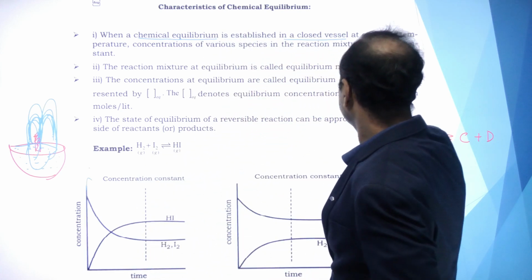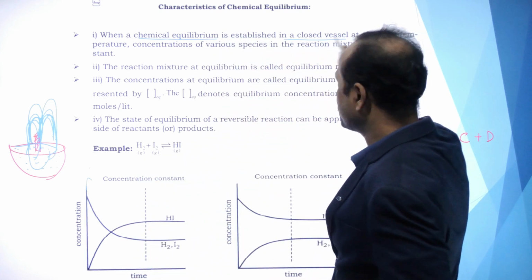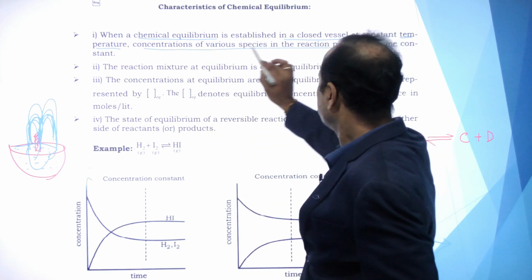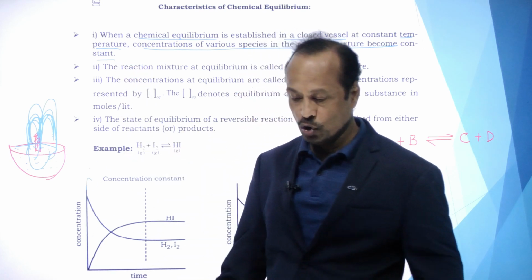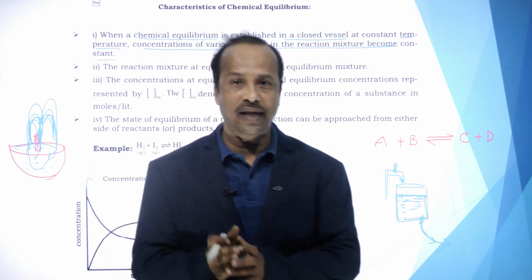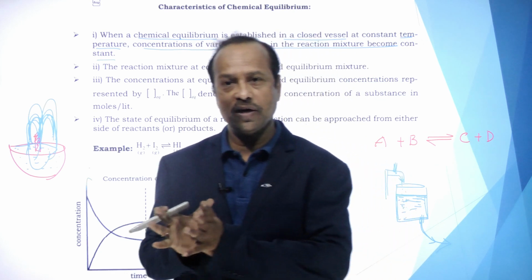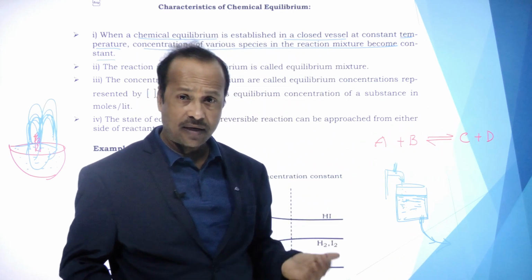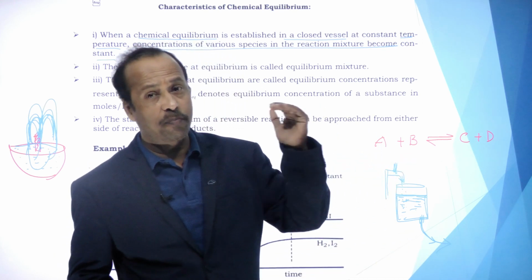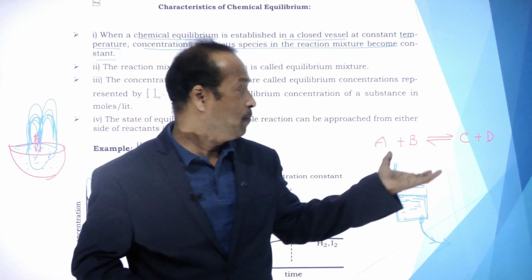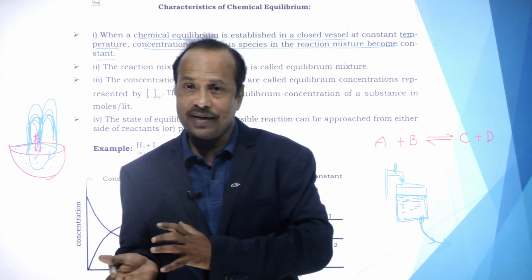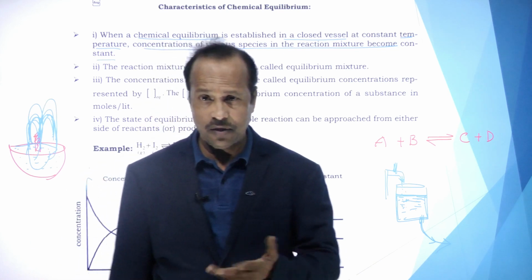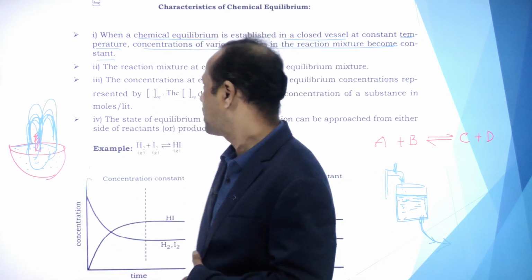Now, in a closed vessel at a constant temperature, the concentrations and the speeds of the reactions in the mixture become constant. So here, how much amount of A, how much amount of B, means how much amount of reactants is there, and how much of the reactants are coming from the products, and the products again forming the reactants. So the concentration of the mixture of reactants and products remains the same, because the rate of forward reaction is equal to the rate of backward reaction.